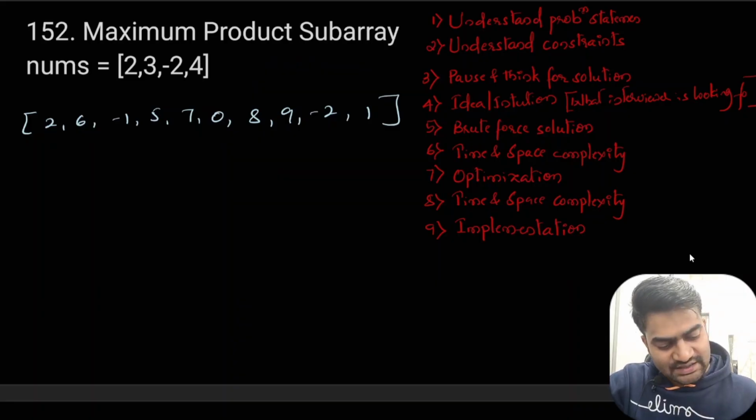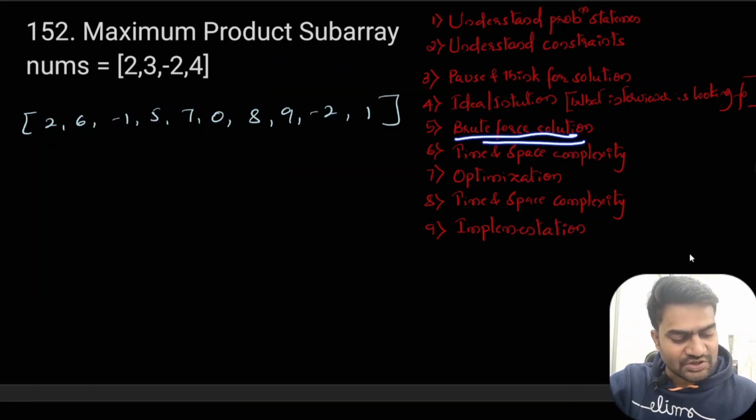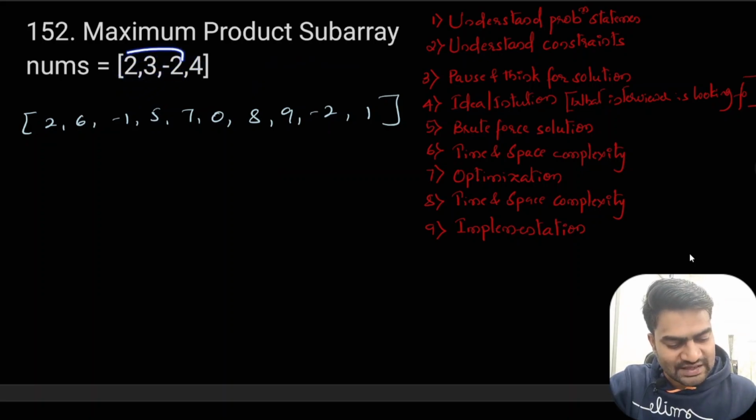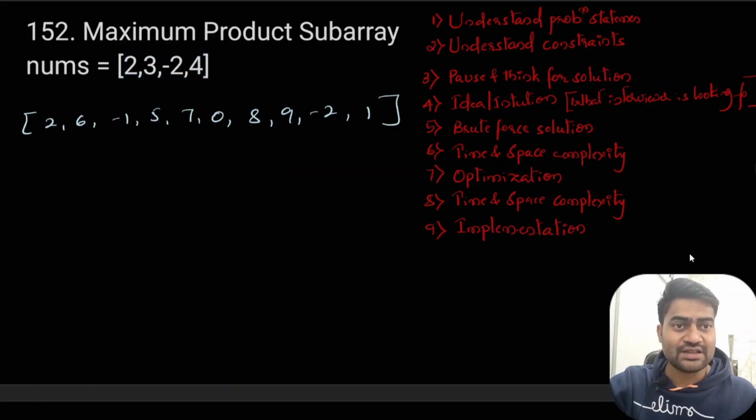With that, let us try to understand the brute force solution for this problem. What is the extreme brute force? Basically, I will generate all the subarrays, something like this. Then I will find the product of each and get the maximum out of it.